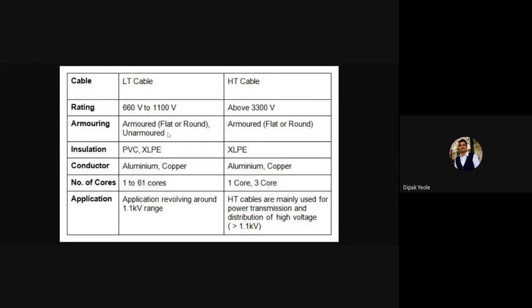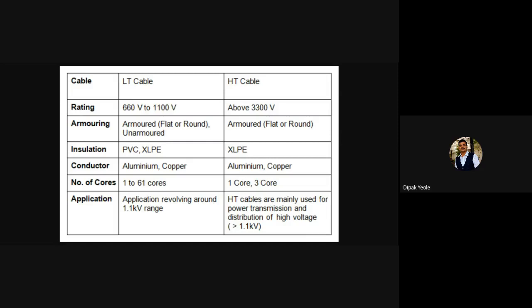The armoring we use is flat or round, or sometimes it is unarmored. But for HT, we use armored only, either flat or round. We are not interested in using the unarmored cable. Yes. For insulation, obviously it is a conductor, so we need the insulation, that is PVC or XLPE. What is PVC? PVC is nothing but polyvinyl chloride. You can say it is an insulator. And XLPE means cross-linked polyethylene.